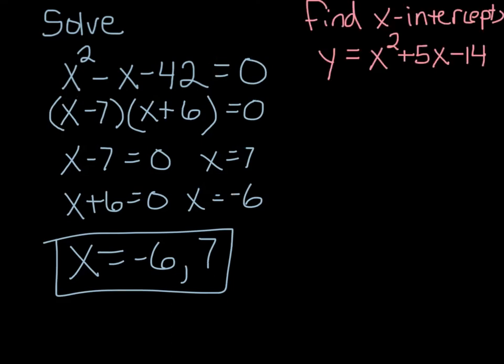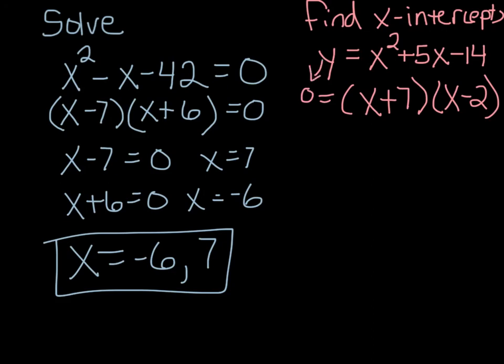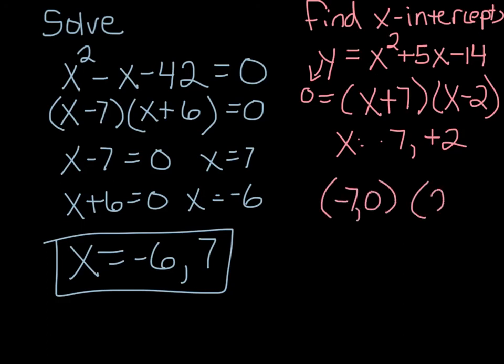And if you were asked to find x-intercepts, you would still factor. So factors of negative 14 that add to give me positive 5 would be positive 7 and negative 2. And so you do the same thing. You set it equal to 0 because the x-intercepts are where y is 0. And so we know that x would be negative 7 and positive 2. But since I'm asking for x-intercepts, I'm asking for points on the graph, and you would write negative 7, 0, and 2, 0. You would give me the ordered pairs.